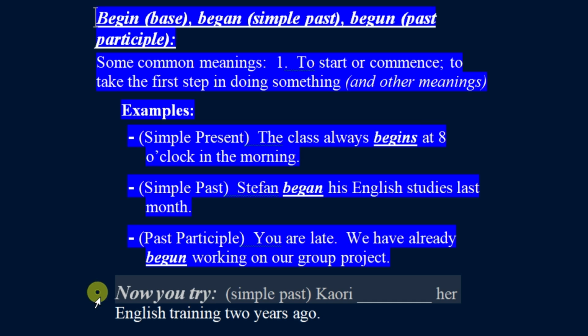Now you try. Simple past. Kaori blank her English training 2 years ago. Kaori began her English training 2 years ago.